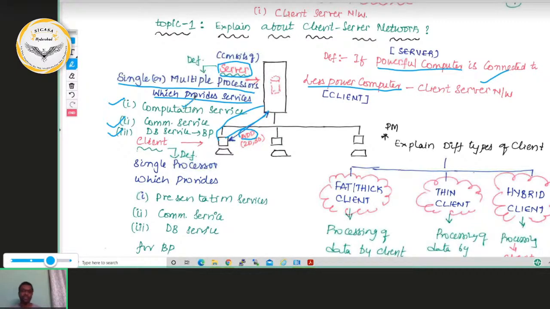So what do you mean by computation? Computation is nothing but processing. What do you mean by processing? Conversion of data into information. Okay, that is the service it provides.